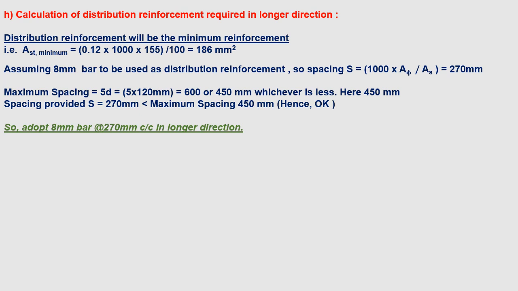Now this spacing must be less than the maximum spacing allowed for the distribution reinforcement. So as per code, the maximum spacing for distribution reinforcement equal to 5d, equal to 5 into 120 millimeter equal to 600 millimeter, or 450 millimeter, whichever is less. So here the lesser value is 450 millimeter. So spacing provided S equal to 270 millimeter is less than the maximum spacing 450 millimeter. So it is okay. So adopt 8 millimeter bar at the rate of 270 millimeter center to center in longer direction. Now we shall check the shear stress.